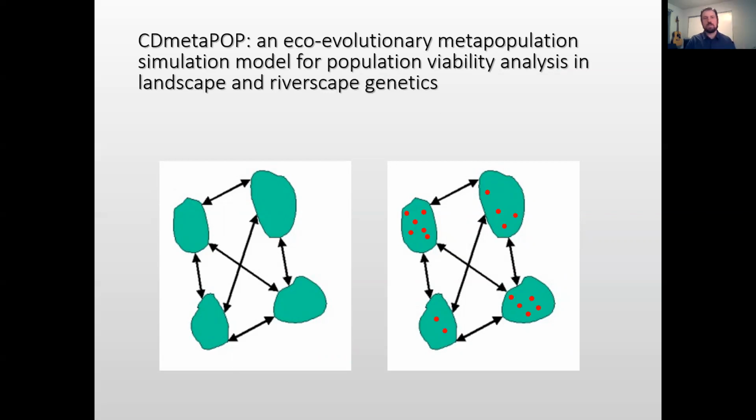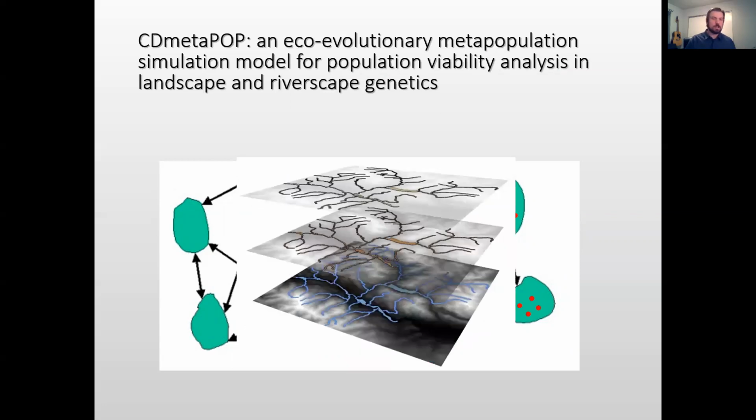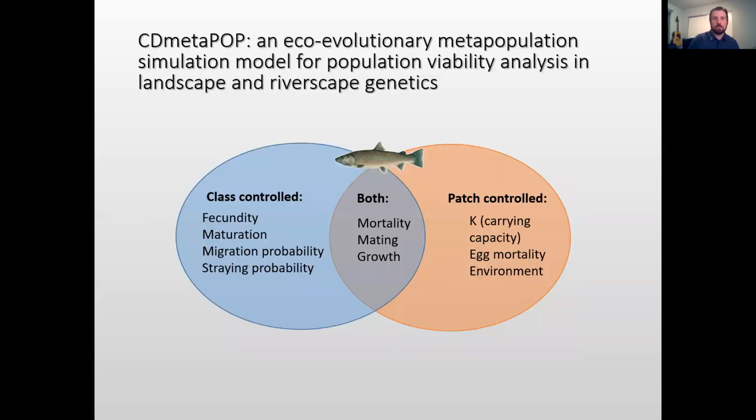Then on top of this network of populations, we add spatially explicit layers, and these can be environmental factors like temperature that may affect survival or growth. It could be harvest or angling or anything like that. And so the model is both spatially explicit and individual based, but in a metapopulation framework.